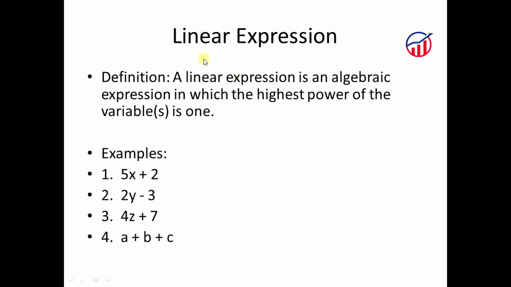The linear expression. So what is a linear expression? A linear expression is an algebraic expression in which the highest power of the variable is 1. Let's check out examples. 5x plus 2, the power of x here is 1. Anything raised to 0 is 1, you know. Then examples are 2y minus 3, 4z plus 7. So everything is limited to 1 here. It is basically x raised to 1, y raised to 1, z raised to 1, a raised to 1, b raised to 1. So you can see all these expressions have variables with the power 1.